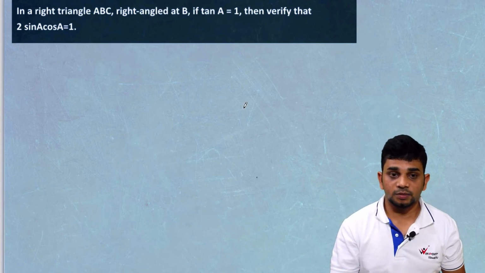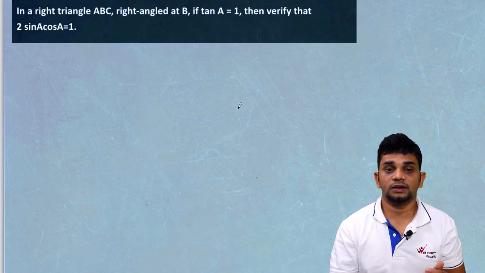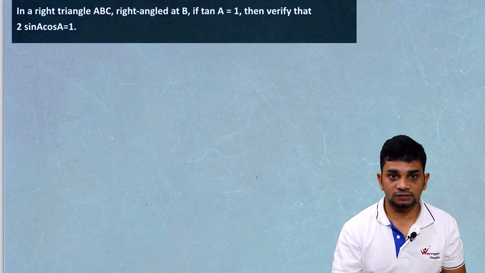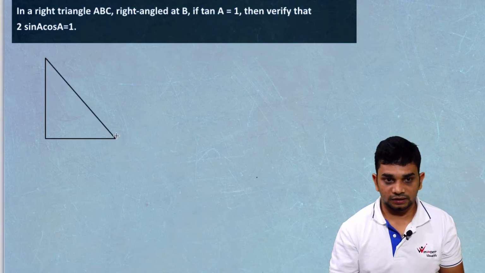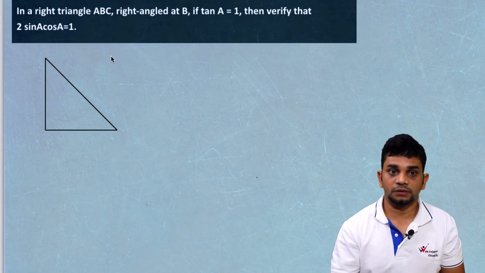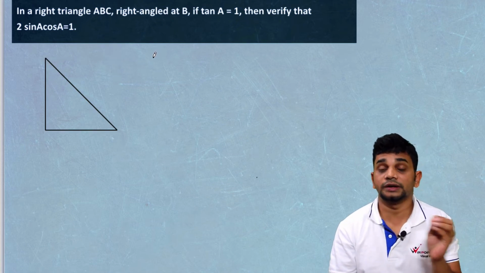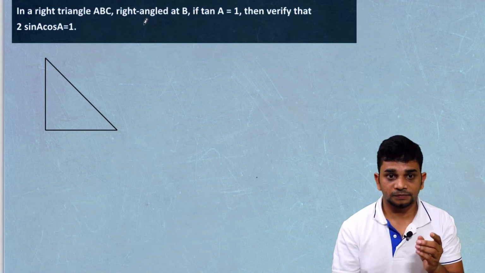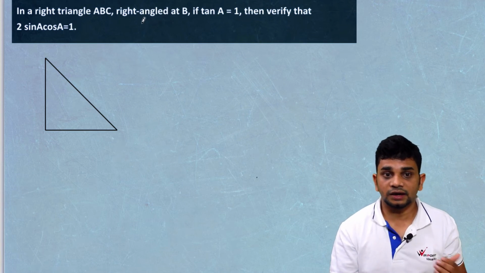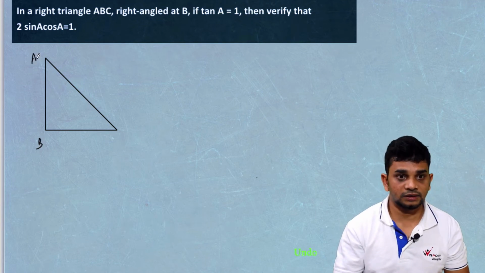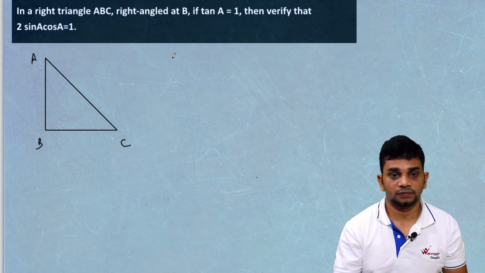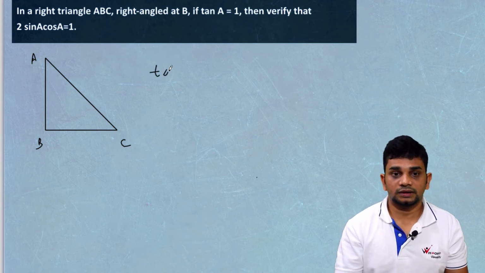In a right triangle ABC, right angled at B, if tan A equals 1, then verify that 2 sin A cos A equals 1. There is a triangle. First we are drawing the triangle. When we are giving the names, you need to read the question first, because it is given that the right angle is at B. So B should be here, 90 degrees. A, B, C. In this question, tan A is given, it is 1.